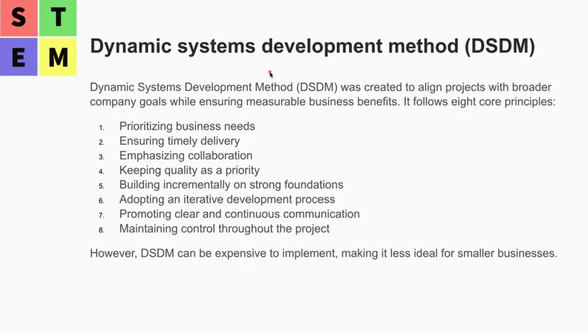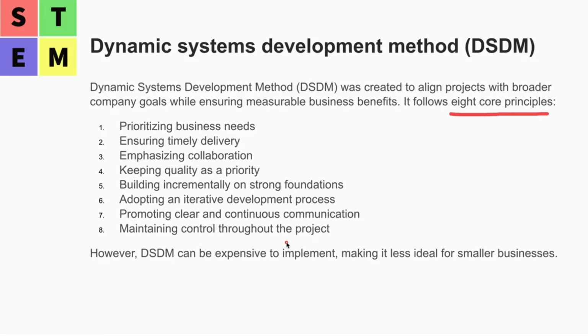The next one is Dynamic System Development Method, DSDM. It was created to align projects with broader company goals while ensuring measurable business benefits. It has 8 core principles: prioritizing business needs, ensuring timely delivery, emphasizing collaboration, keeping quality as a priority, building incrementally on strong foundations, adopting an iterative development process, promoting clear and continuous communication, and maintaining control throughout the project. So the principles basically cover everything.